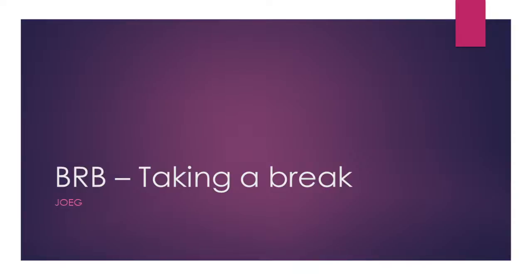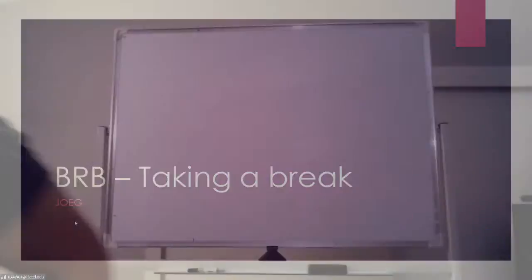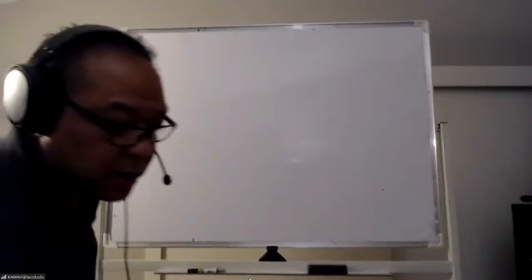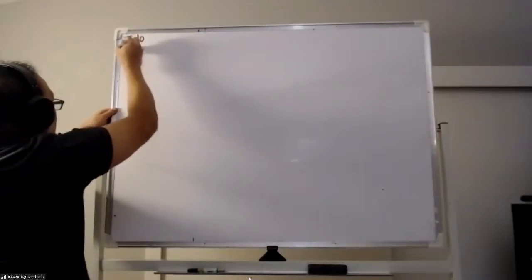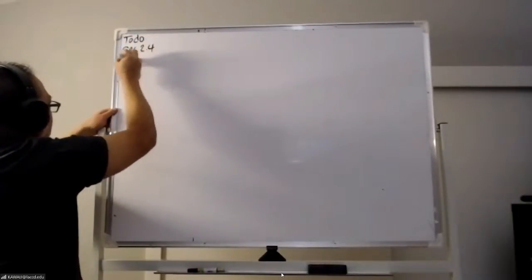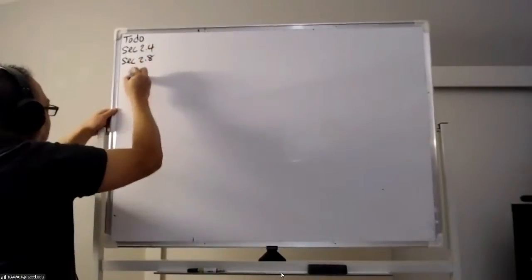Okay, so let's get started again. Let's clear the decks. Now we're going to start on this section, but we probably won't finish it, but we'll get a decent amount done. Okay. Now, let's see, right now we did 2.4 and 2.8. Okay. So your to-do list is section 2.4 and section 2.8.